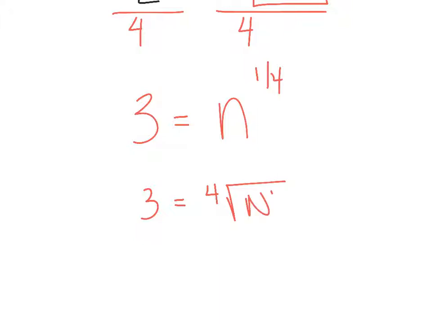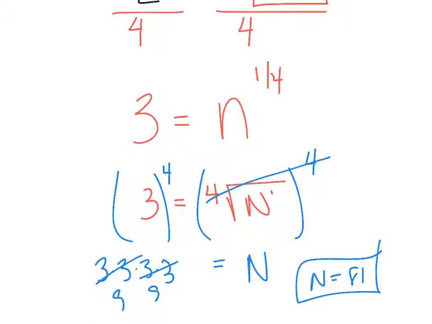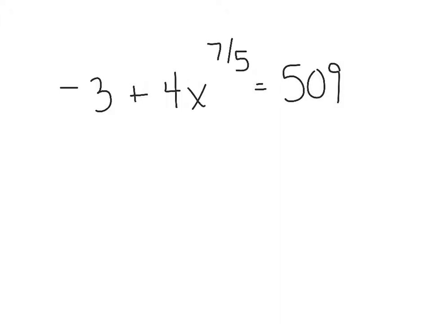So if it was a square root, how would you get rid of a square root? Square both sides. Same idea. If it's a 4th root, we're going to raise both sides to the 4th power. So the 4th root and the 4th power cancel each other out, because they're inverses. So here you just get n, and here you get 3 to the 4th, which is 3 times 3 times 3 times 3. Well, 3 times 3 is 9, 3 times 3 is 9, therefore n equals 81. And can you quickly throw that in your calculator and check? Of course. Okay, let's try another example.